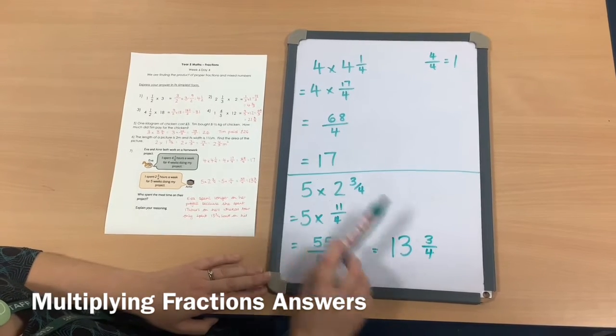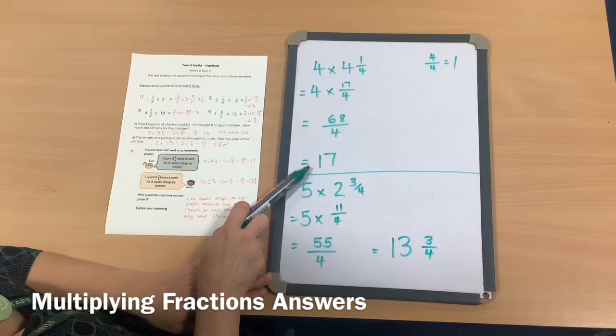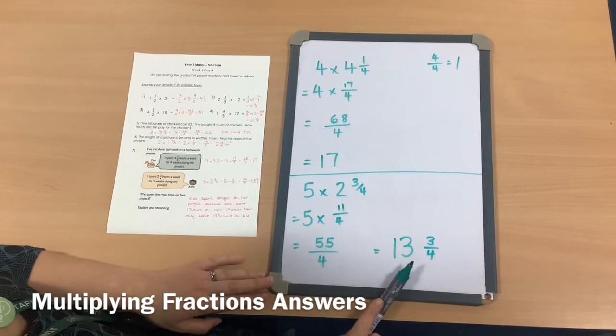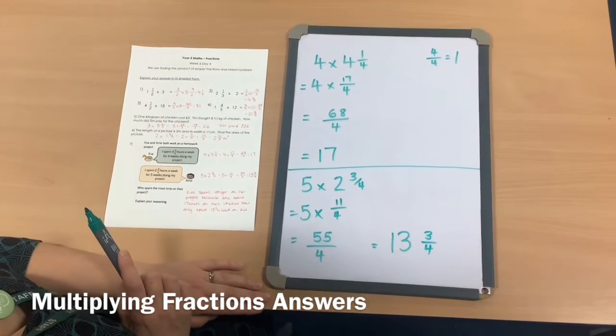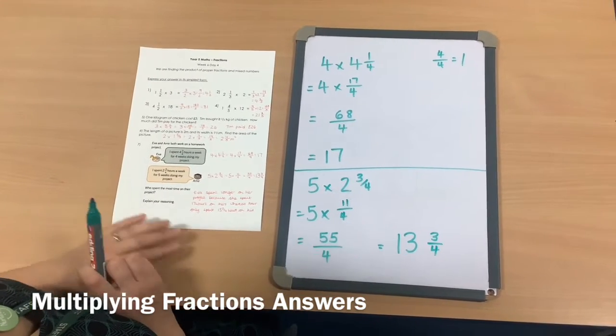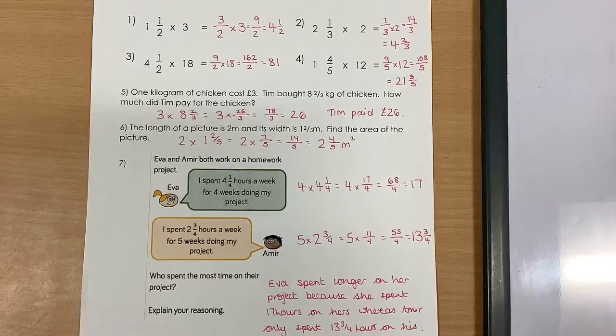Now you can compare, and you can see that Eva spent 17 hours on her homework project, so she spent longer because Amir only spent 13 hours and 3/4 on his. Okay, so that's your answers from yesterday.